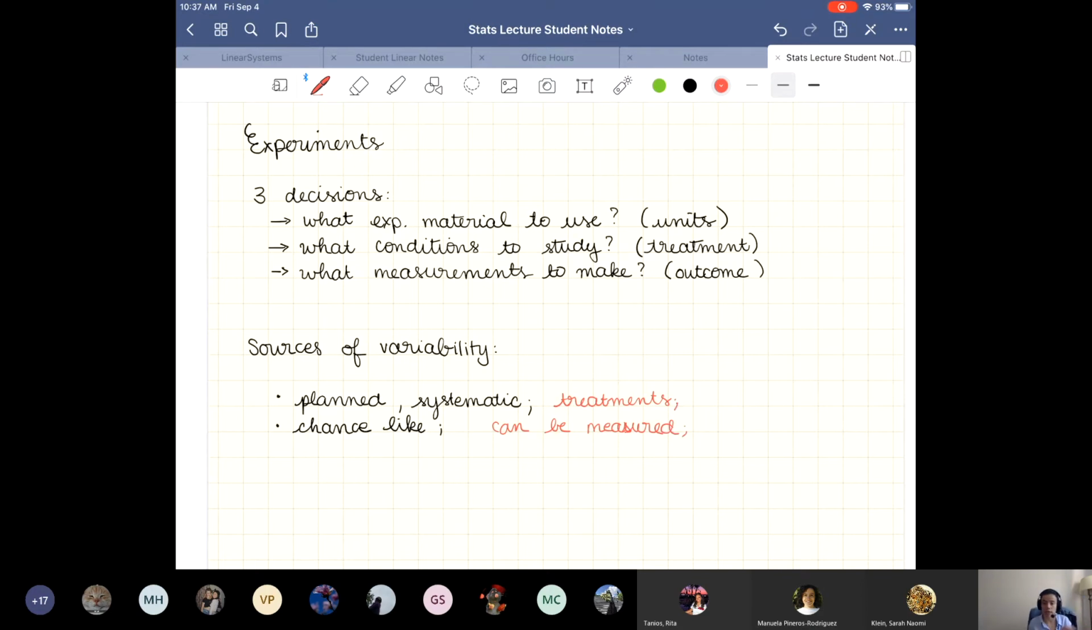So that's what we just did, right? I created some simulation and I said, actually, what I observed was really unlikely. So I'm measuring how likely a given result is. So that's chance-like variability. And the third type of variability is called unplanned and systematic.